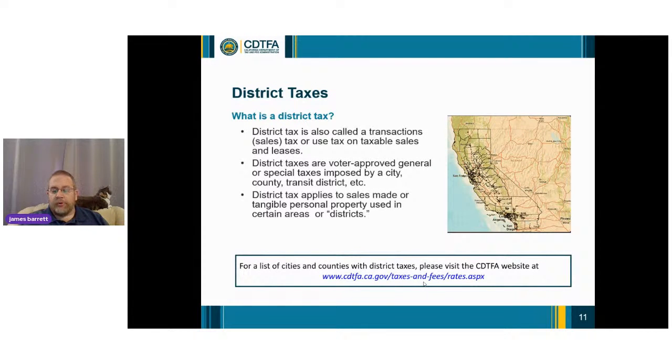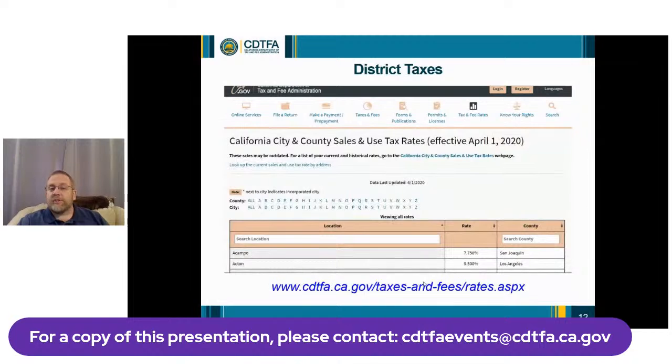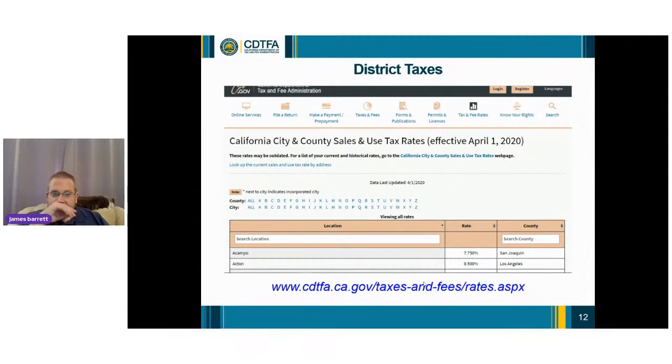So district taxes, the important thing here is, I explained all this already, but at the bottom, again, the blue links are live. If you click on that, it takes you to our tax and fee page. You can get a copy of this presentation at CDTFA events at cdtfa.ca.gov, okay? If you click on this tax and fee rates, it brings you to this page you see on the screen here, all right? So this is a handy cheat sheet. You can type in the location, city, or county.